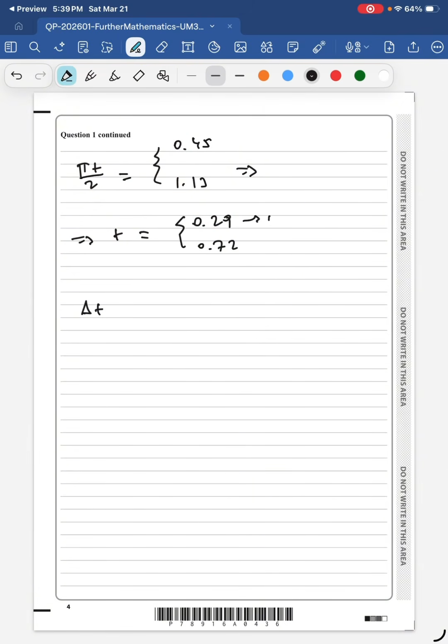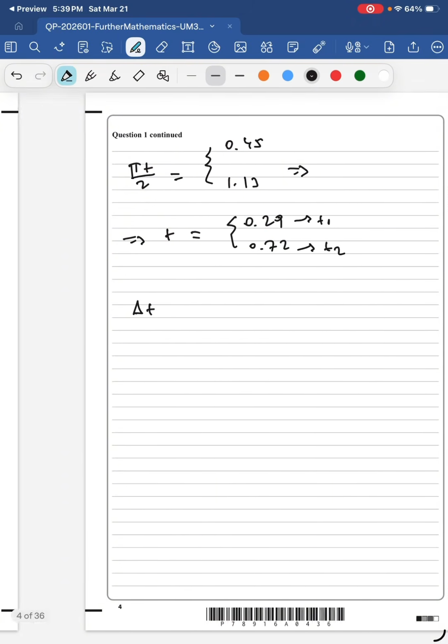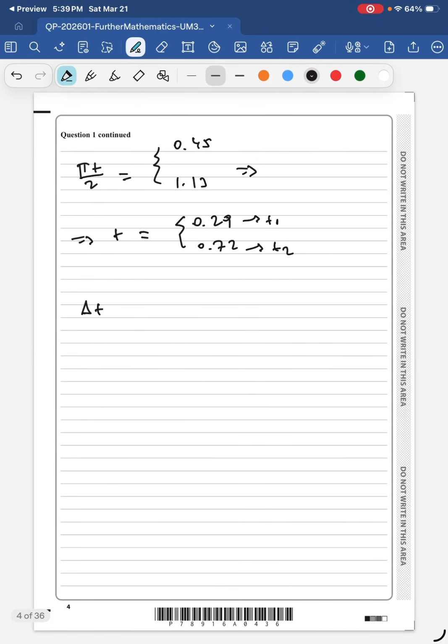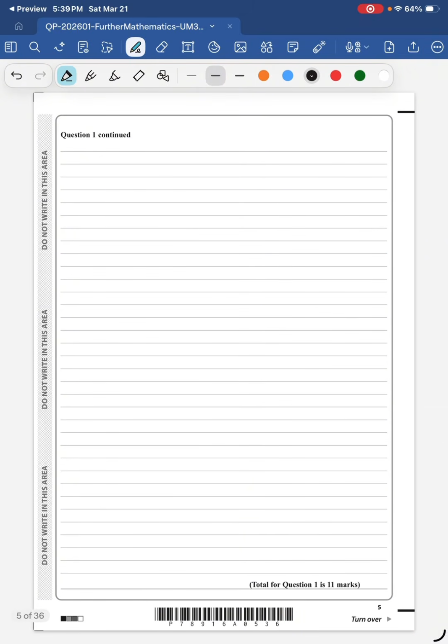So this will be your first time, okay? So this will be t1, and the second time will be t2. So at time t1 it will be here, for example, and at time t2 it will be on B. So therefore delta t is simply the subtraction between these two, t2 minus t1, which yields 0.43 seconds, which is our answer.